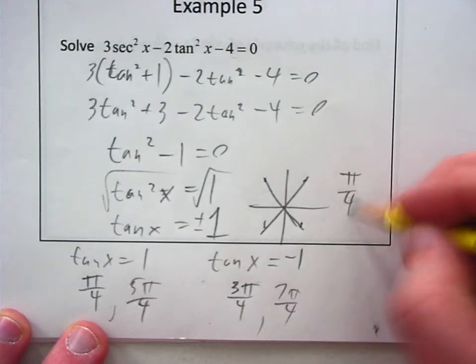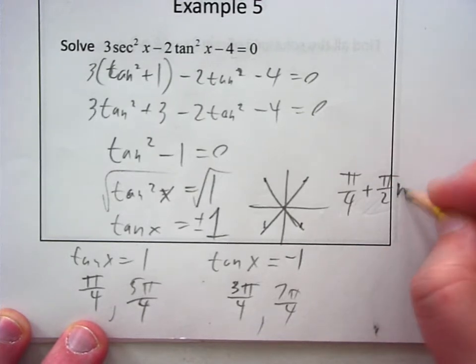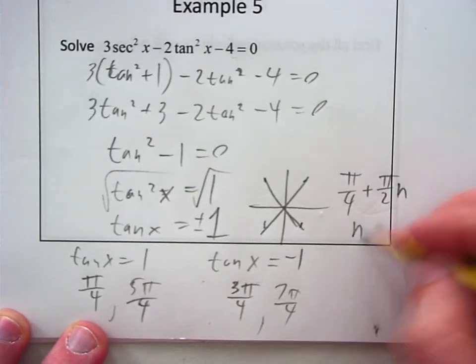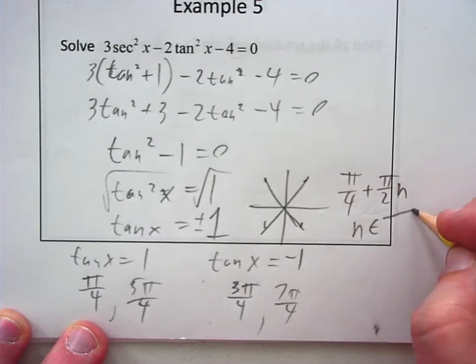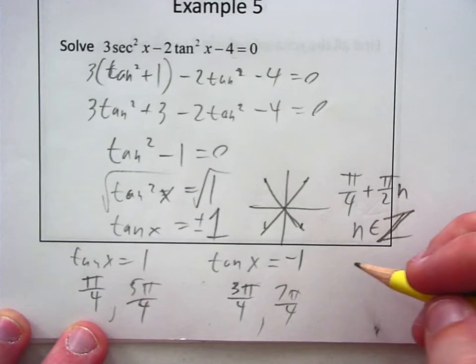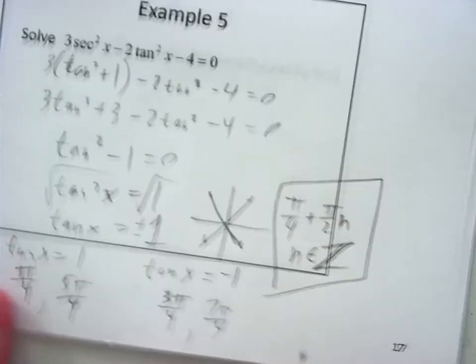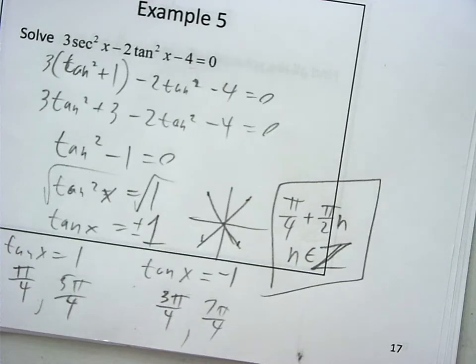Pi over 4 plus a quarter rotation, which is pi over 2n. You still don't know what that is. Haven't I had you for, is this third year or second year I've had you? Second year? Okay. N is an element of all integers. N is an element of the integers. Questions on that one?